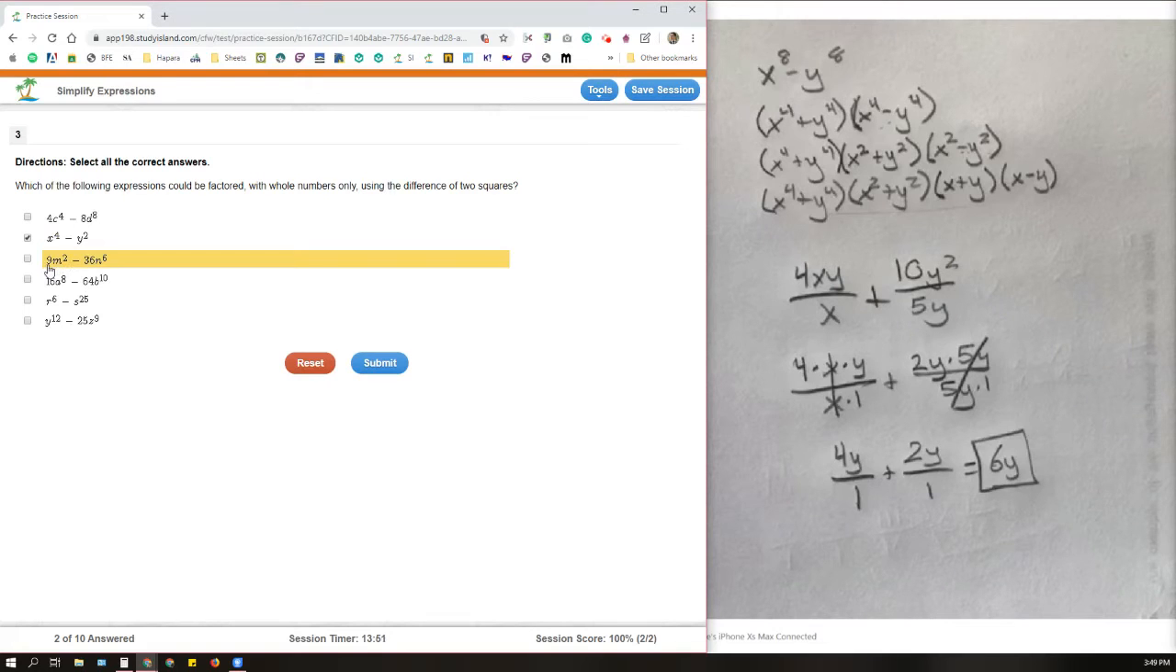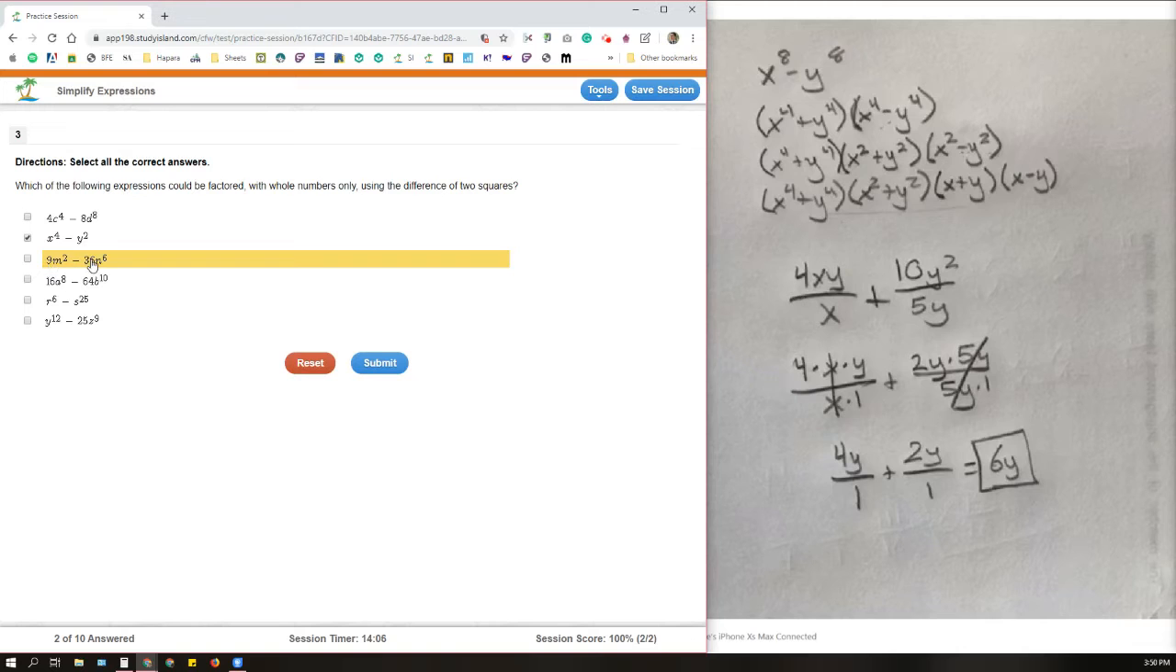What about this bottom one? Is the coefficient a perfect square? Yes, it's 9, so that can be 3 times 3. Is the exponent even? Yes, it's a 2. m times m. So the square root of 9m squared is 3m, because 3m times 3m is 9m squared.